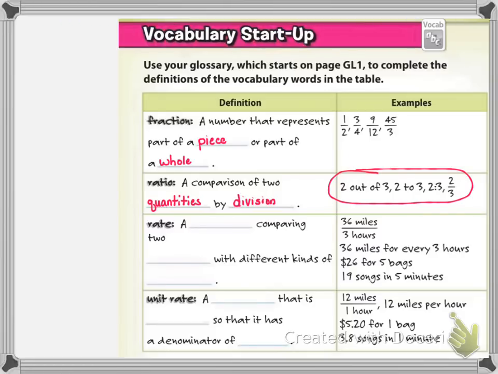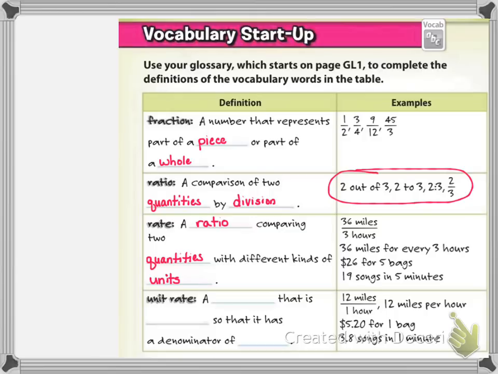So what we're going to be talking about today is the word rate and unit rate. These next two are brand new vocabulary words that are going to be defined further in this lesson. A rate is a ratio comparing two quantities. So a rate really is the same thing as a ratio, comparing two quantities with different kinds of units.